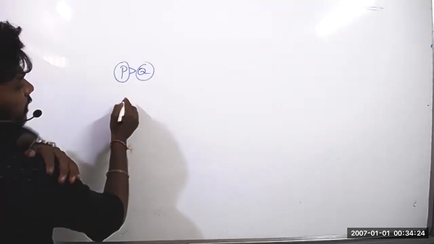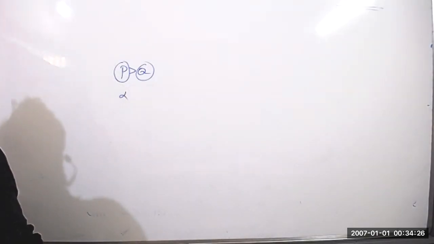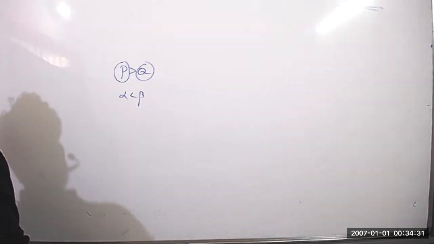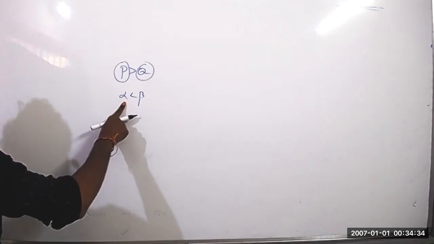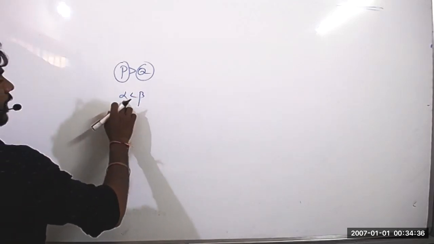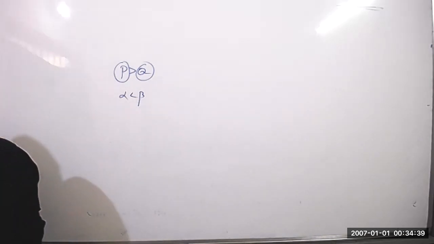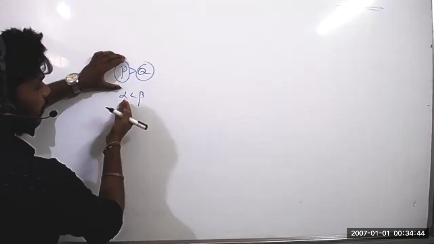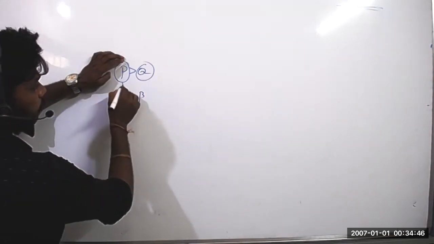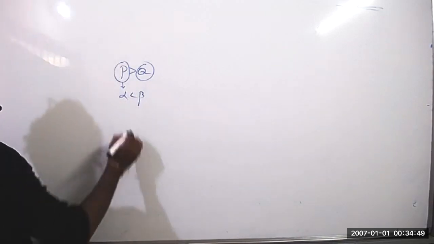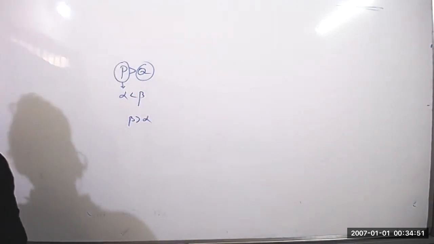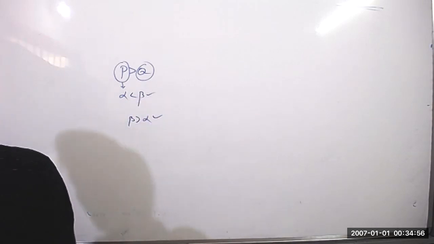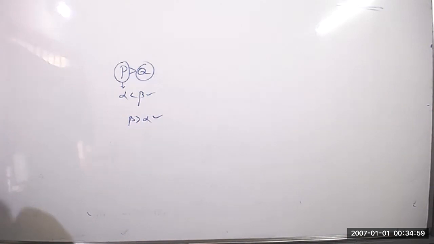So if it is like this, then alpha will become smaller, because if magnitude is more, angle will be less, right? Beta is greater than alpha. Both are same, okay? Alpha less than beta or beta greater than alpha. Both are same. Clear, right?